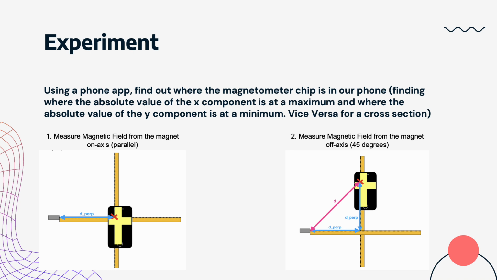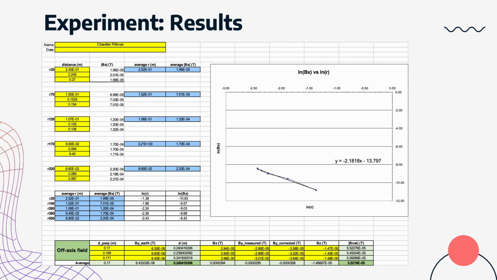After doing that, we first measured the magnetic field from the magnet on axis, which would be parallel. And second, we found the magnetic field from the magnet off axis. So this would be at a 45-degree angle. And after completing our experiment, we got the following results.